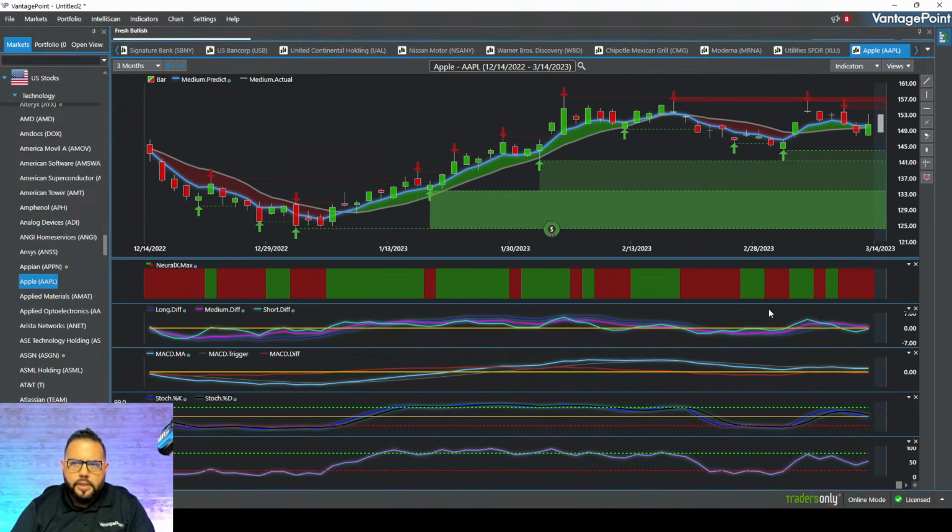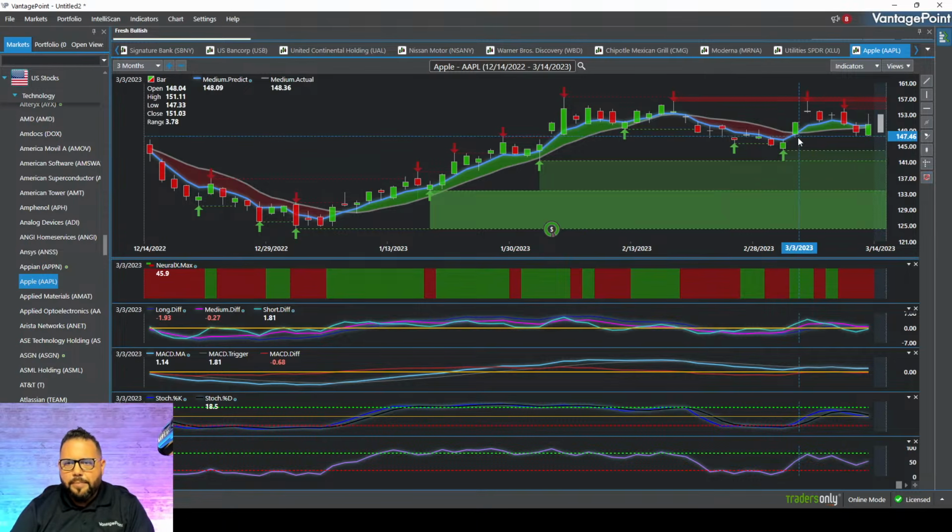If you don't, and you want some questions answered about how to do this, well, you can see that Apple had a very bullish indication going back to 3.3. Popped up, gapped up, pulled back a little bit, but still, the artificial intelligence, that blue line is still above the black line, indicating more bullishness in Apple.